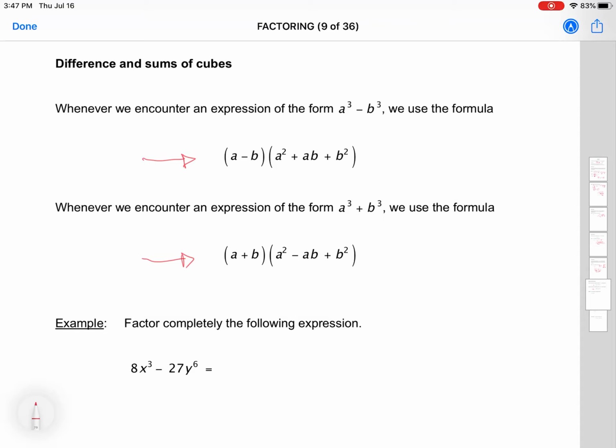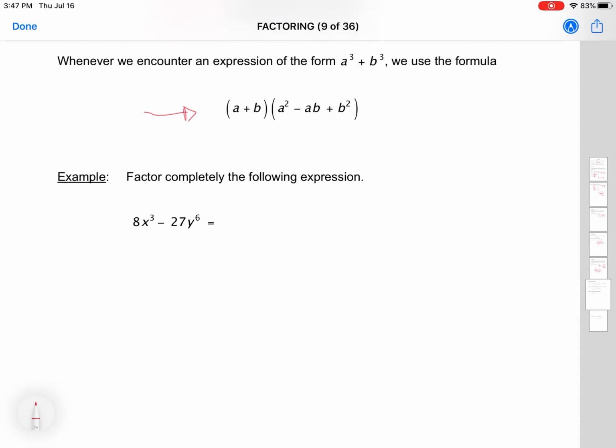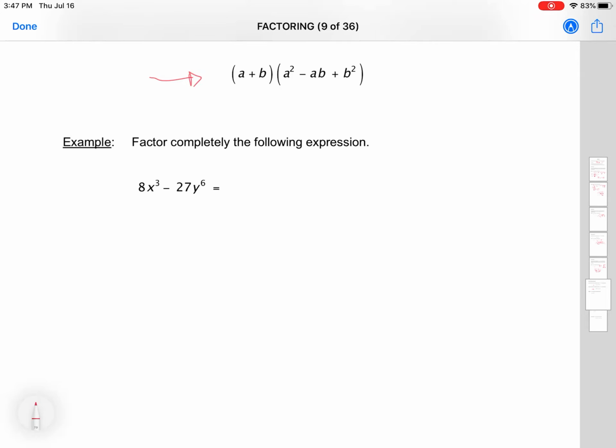A cubed plus B cubed is that guy. So let's see how we apply that. Factor completely the following expression: 8x^3 minus 27y^6. This is supposed to be the cube of something minus the cube of something else.